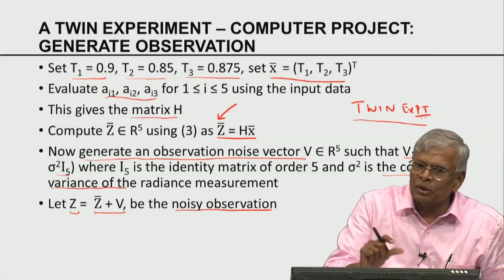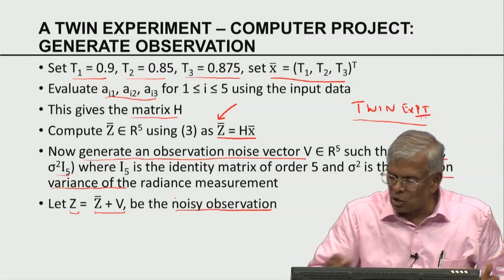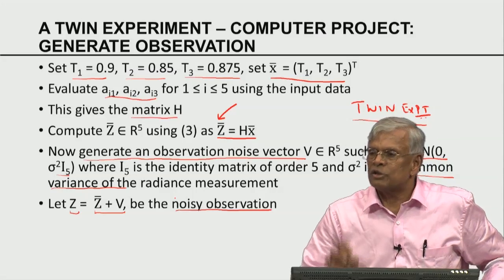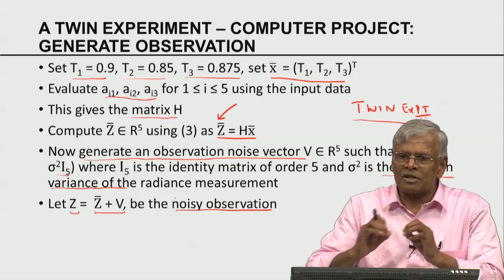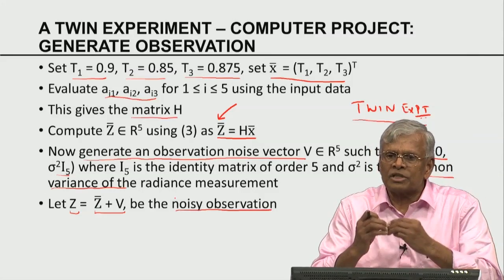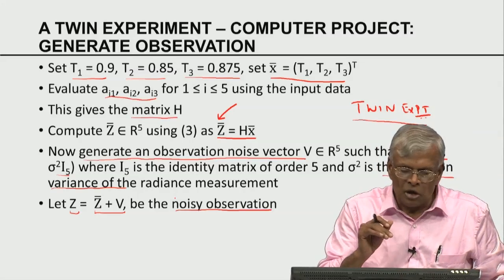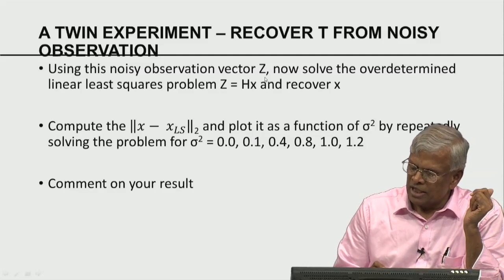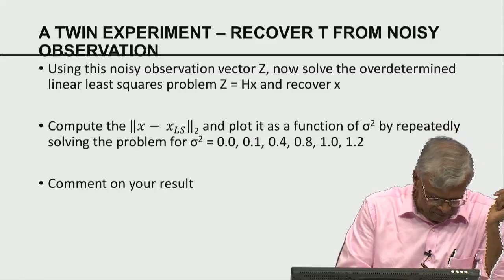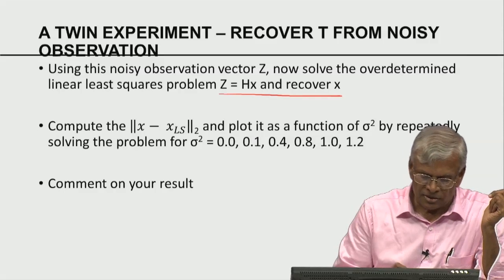And who is going to control the difference between the retrieved value and the original value? The observation noise covariance, sigma square. If sigma square is 0, I should be able to recover them precisely. If sigma square is not equal to 0, I will recover them with some error. The error is largely due to the measurement noise. So using noisy observations of the vector Z, we now solve the overdetermined least square problem Z equal to H of X and recover X.